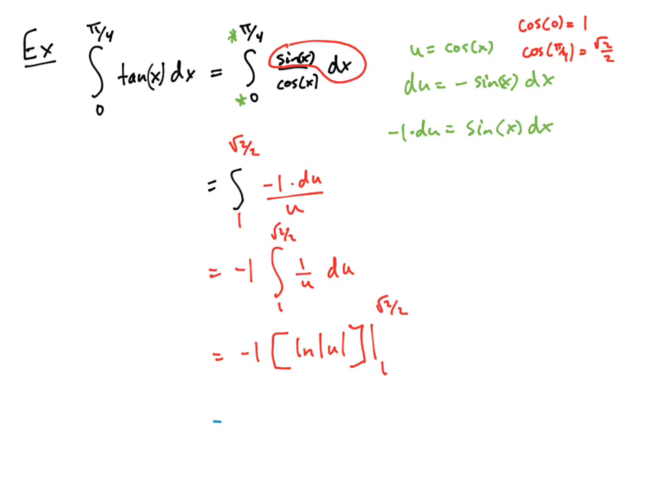Okay, so we have negative 1 ln of root 2 over 2 minus the ln of 1. Ln of 1 goes to 0, so we end up with, as our final answer, negative 1, or just negative ln of root 2 over 2.